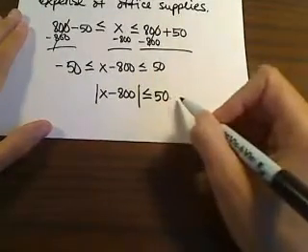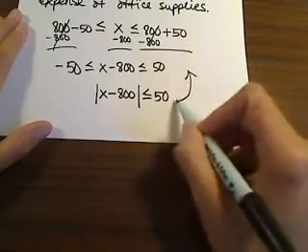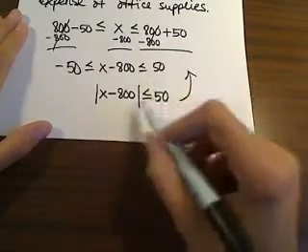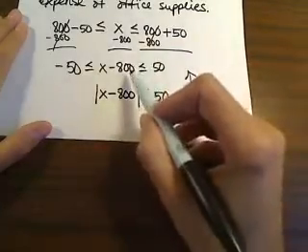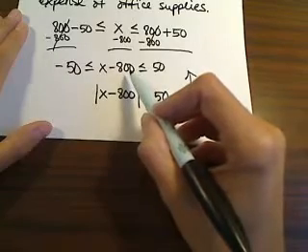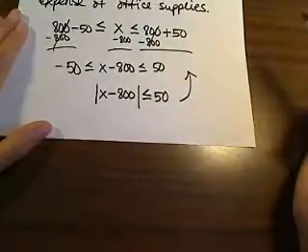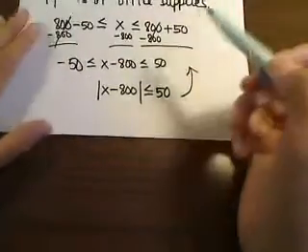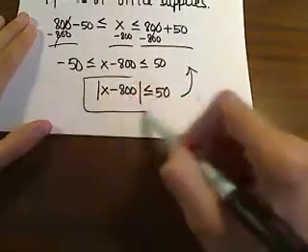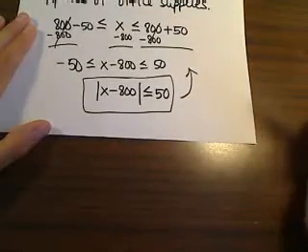If I were to go in this direction and at this point apply the definition to this, then I would get this step. And then if I added 800 to both sides, I would find that I had 850 and 750, which is the answer there. Okay, but they were actually asking for the absolute value inequality, and that would be this in this problem.